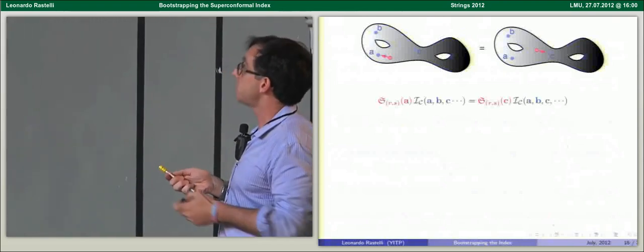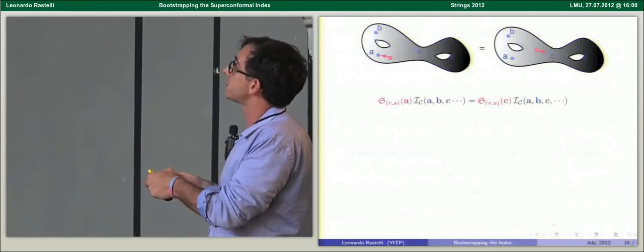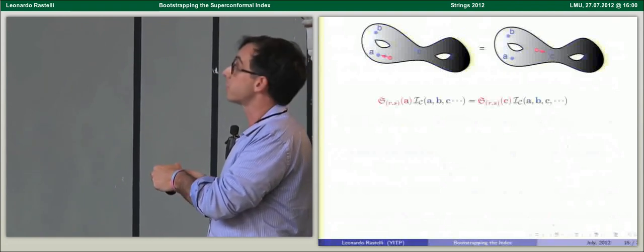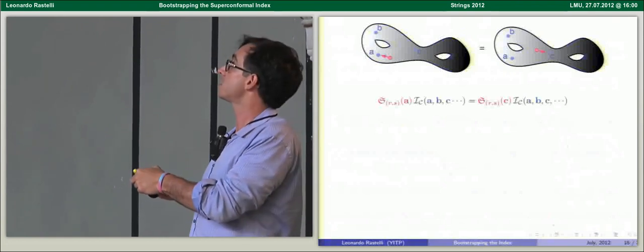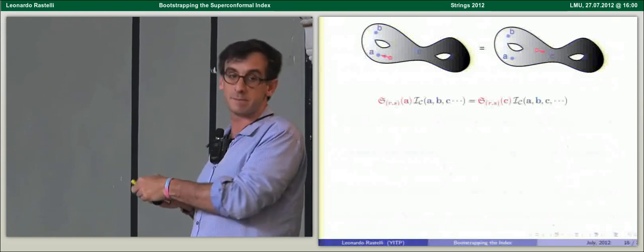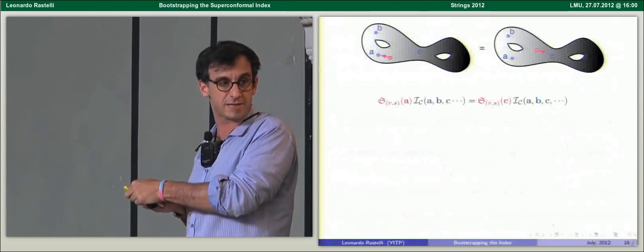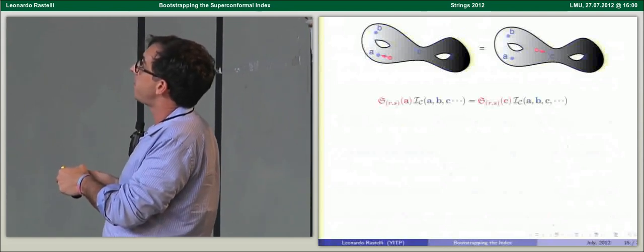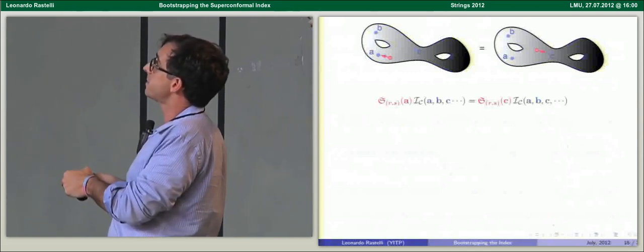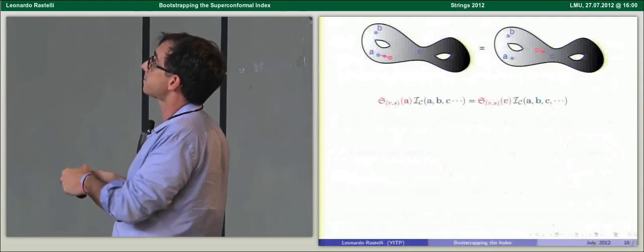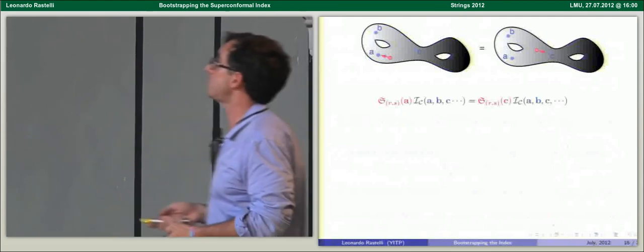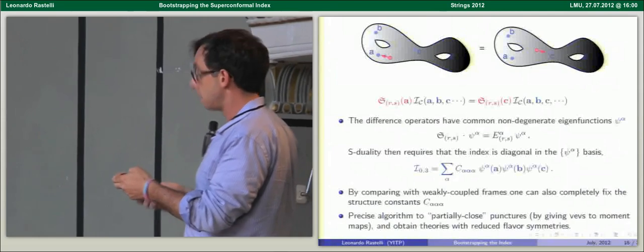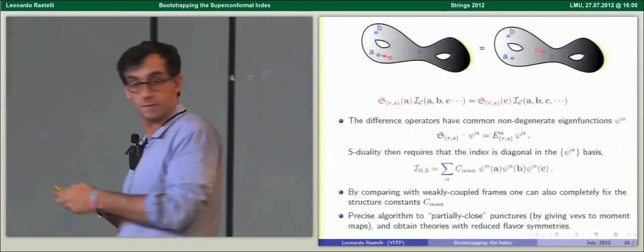I can repeat the procedure by attaching this extra piece to any of the blue punctures, and I must get the same result, because the different ways of attaching are related by different pair of pants decompositions of the surface. Everything is topological. So that means that the fusion of this red puncture with any of the blue punctures must give the same result. And that's a very powerful constraint that, in essence, fixes everything.